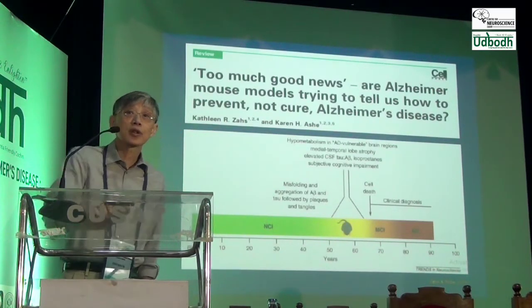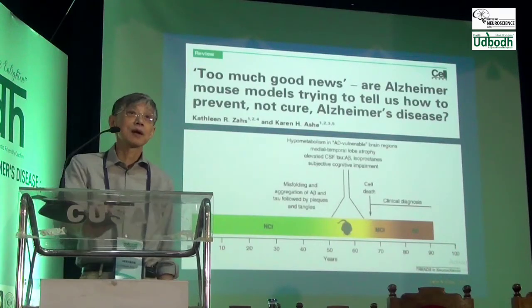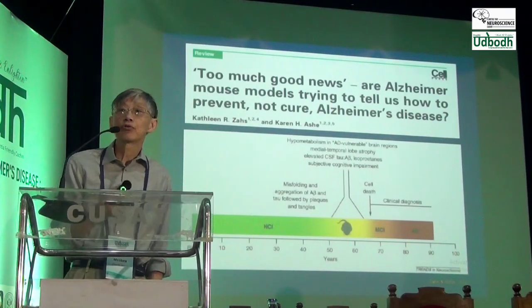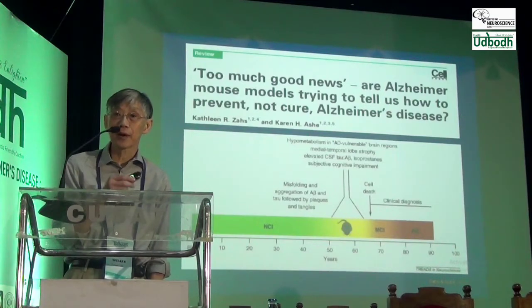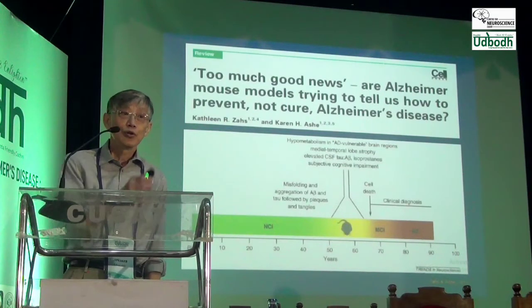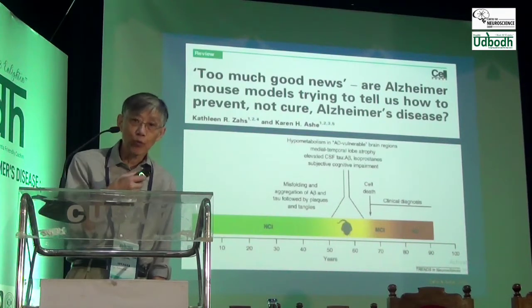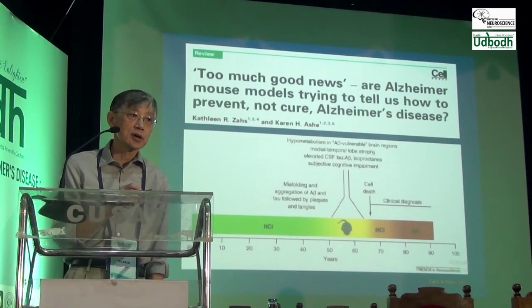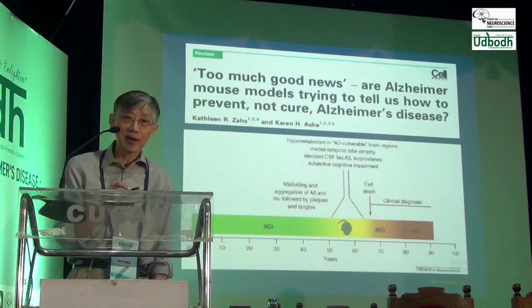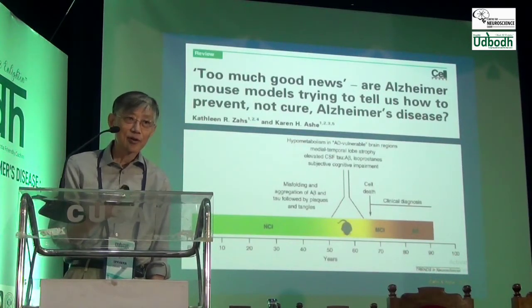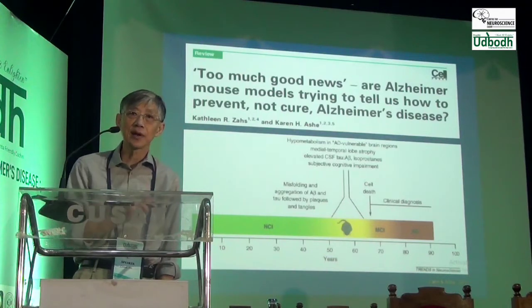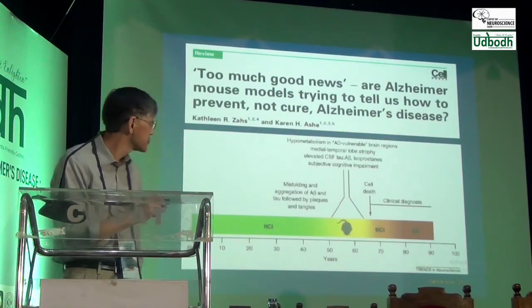Okay, for all the work that we've done from all the labs around the world, these models are incomplete models, which is what I've stressed from the beginning until now. You just have to be very selective as to what questions we try to ask and what these models are capable of answering. They are, as my friend Dale Bredesen says, not AD models, they are Mouseheimer models. They only replicate certain aspects of AD pathology.